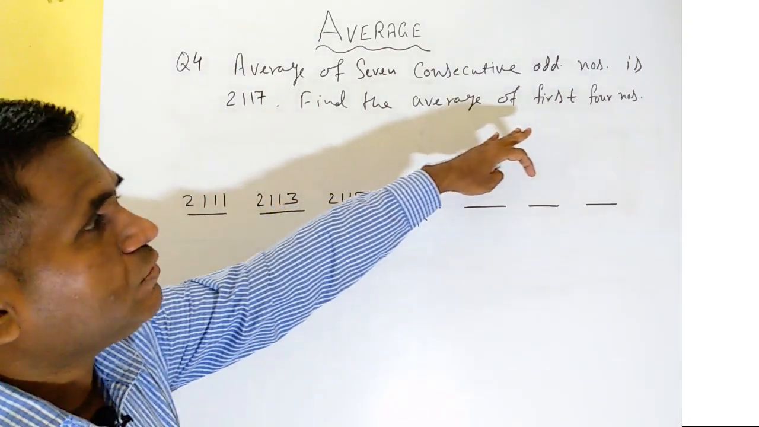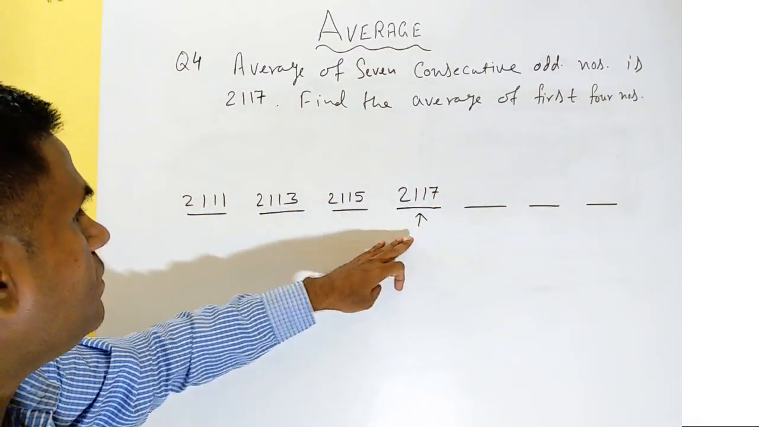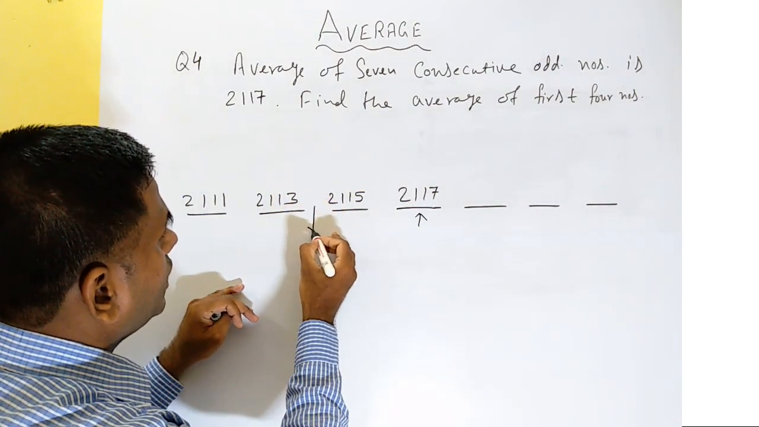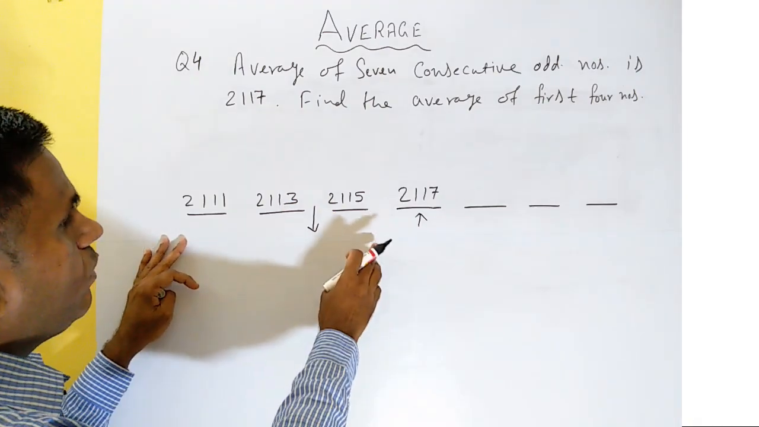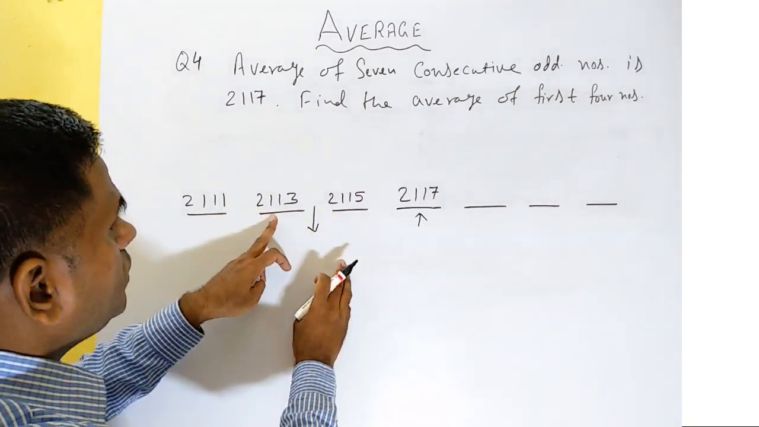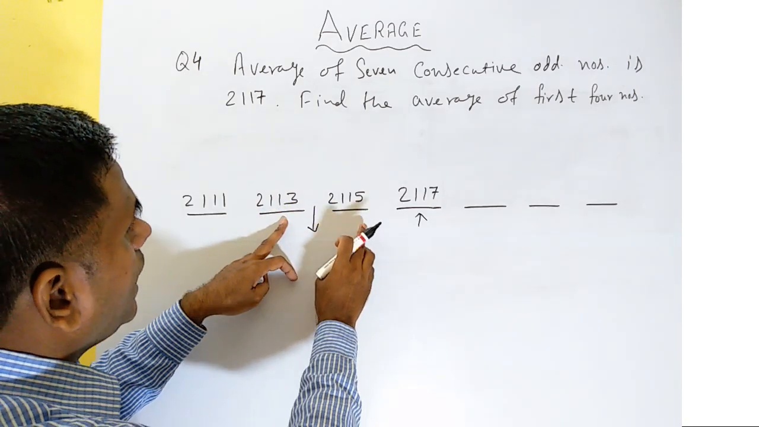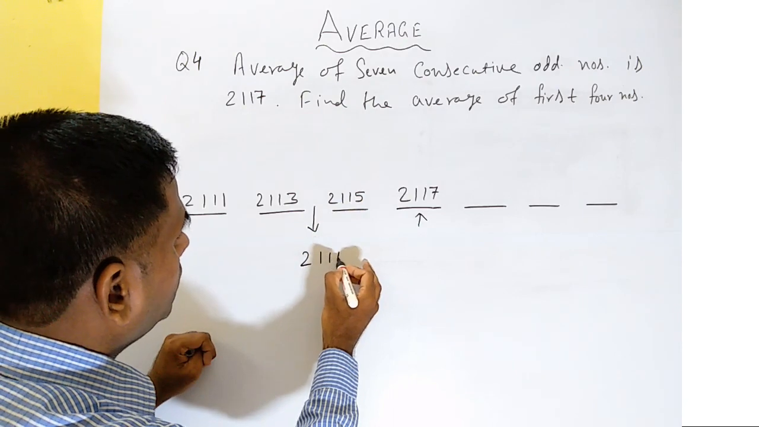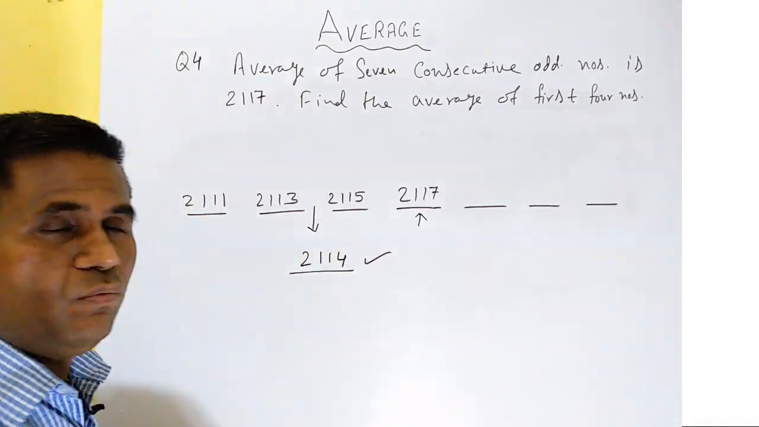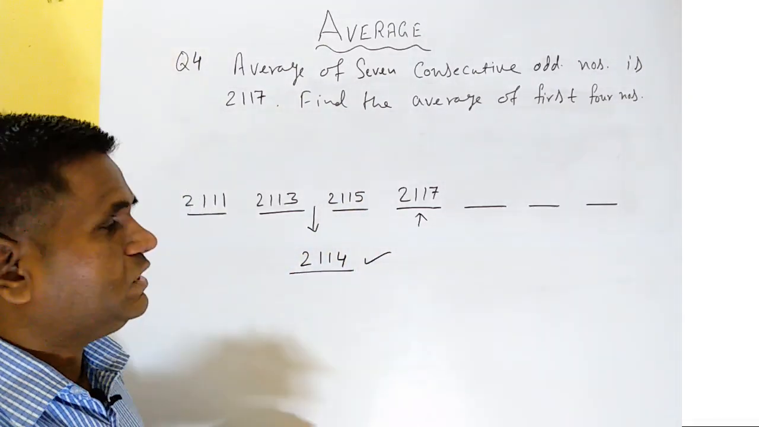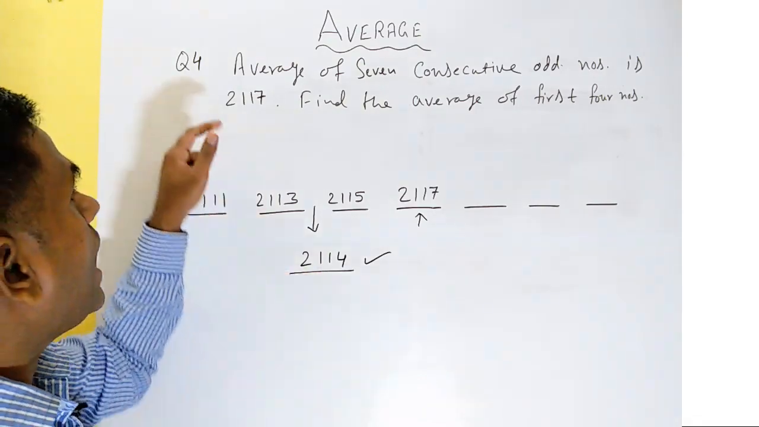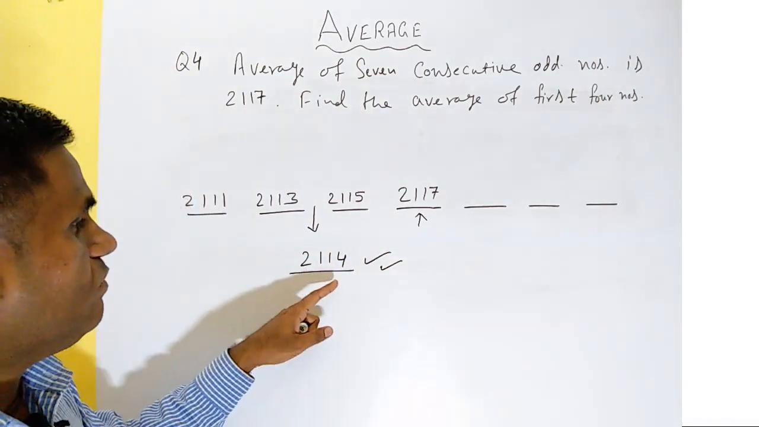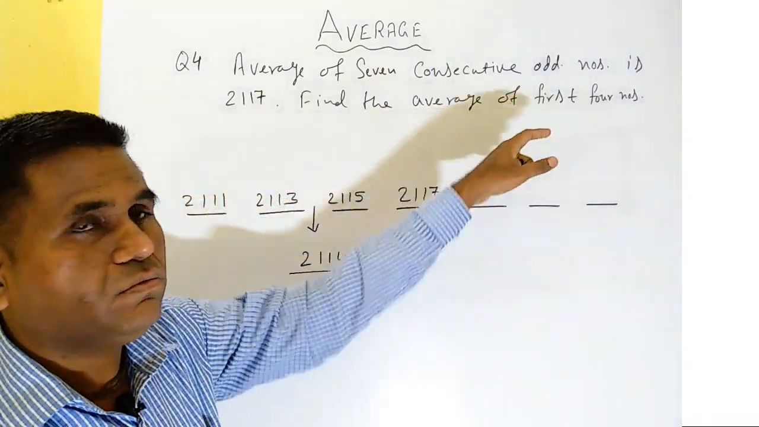Now it says average of first 4 numbers. So first 4 numbers we have. What is the average of these? So what is the middle number here? You can see in between 2113 and 2115, the number that comes is 2114. So without doing any calculation, we have been able to find the answer to this problem using the trick. Okay, this is the answer, 2114, for the average of first 4 numbers.